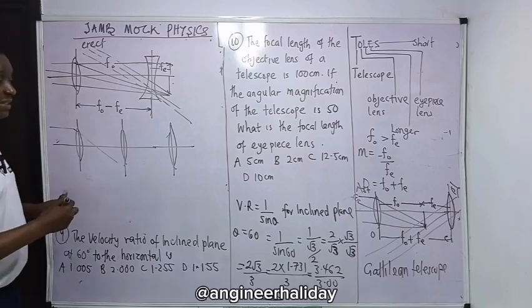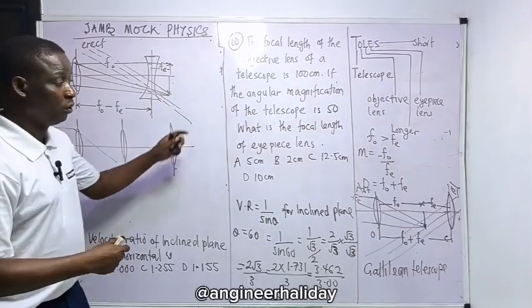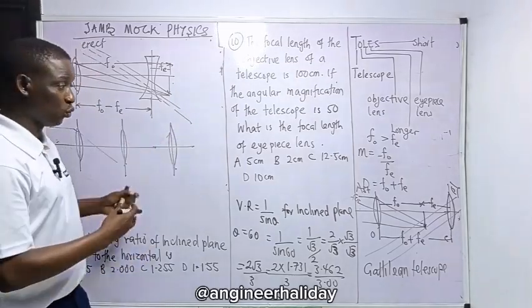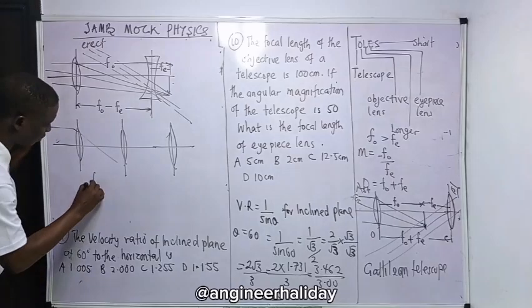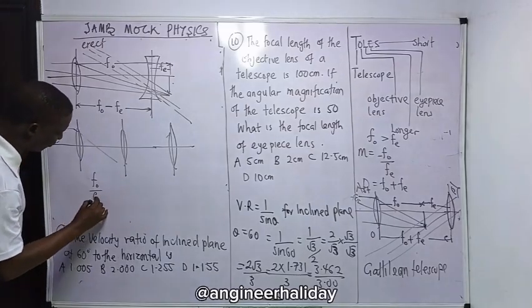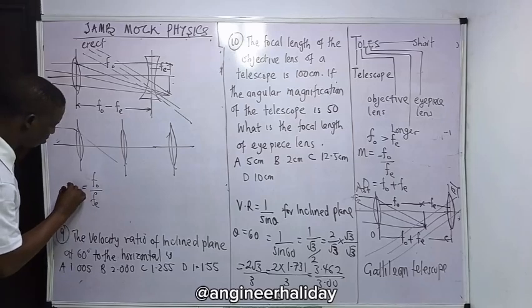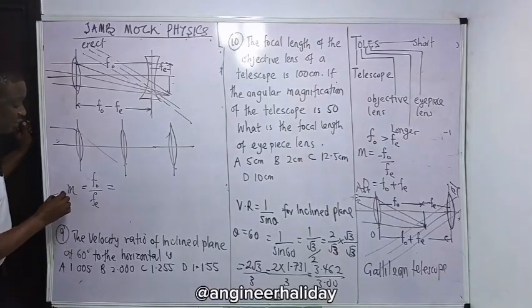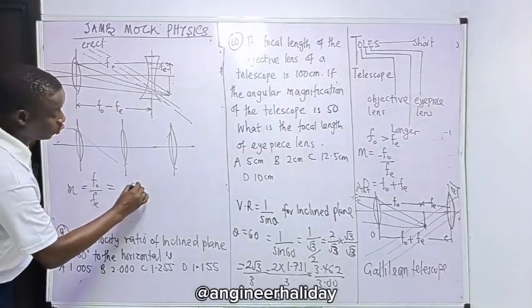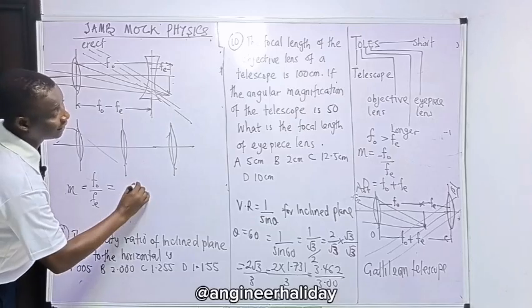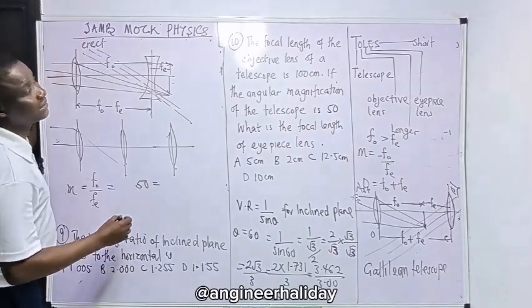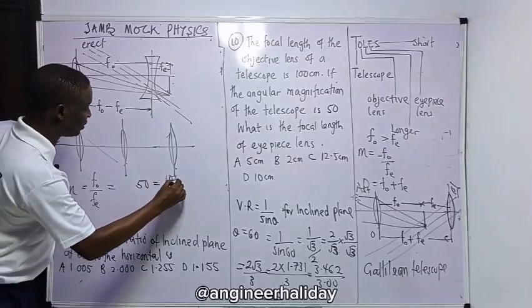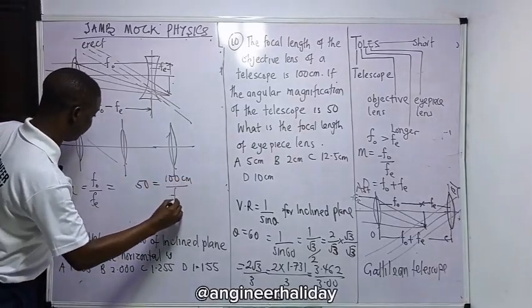Now I don't have time to explain that, but watch our videos more to get more, because this is just a solution. But let's solve the question. f naught over fe is equal to the magnification. So let's solve now. What is the angular magnification? We are given 50. So what is the objective focal length? We are given 100 cm over fe.